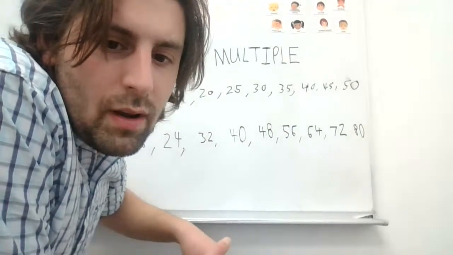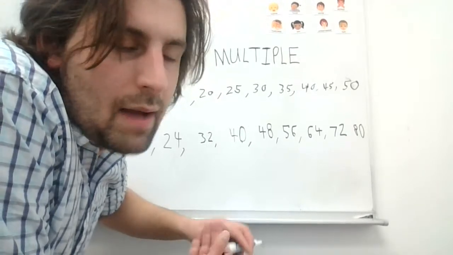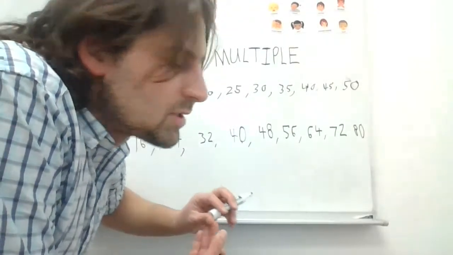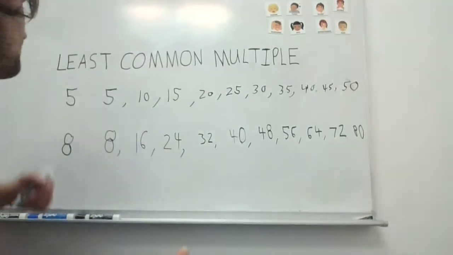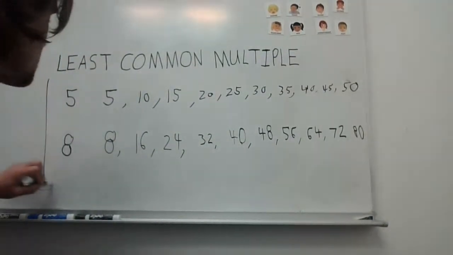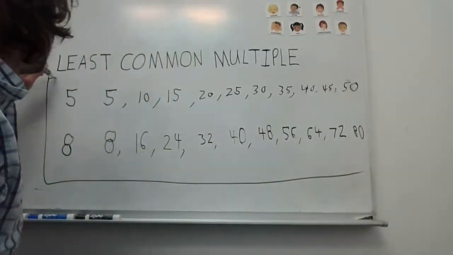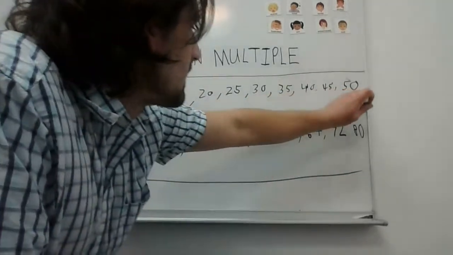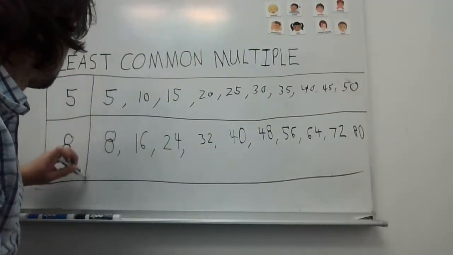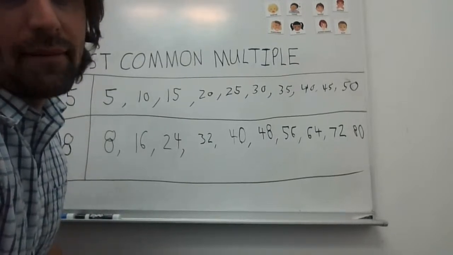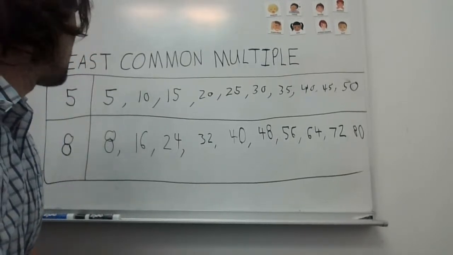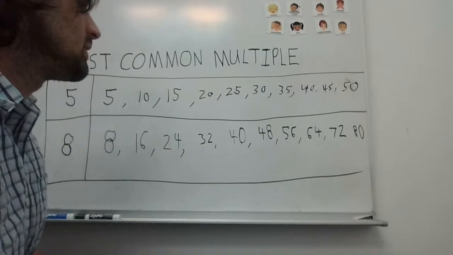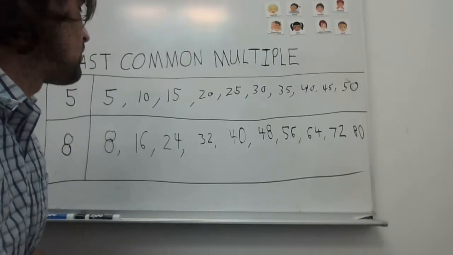Now, if you find more than one number in common, more than one multiple that's in common between the two different numbers, you go with the smallest, because we're looking for the least common multiple. So we're looking for the smallest number that both have in common. Make this so it's a little easier to see here. All right. So now looking at all the multiples of 5 and all the multiples of 8, I do see that we do in fact have a multiple in common.